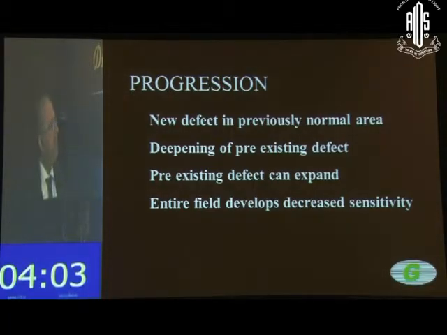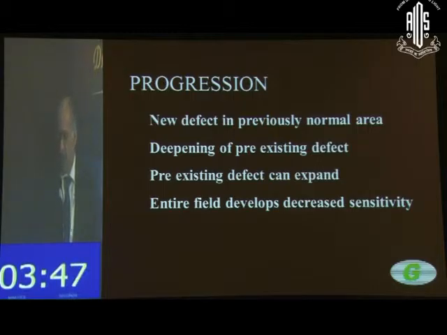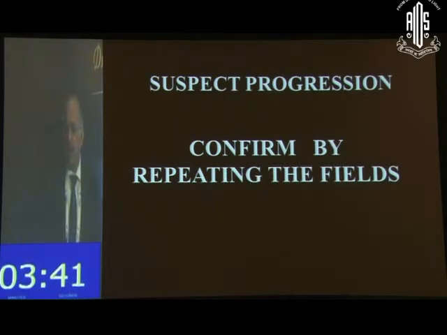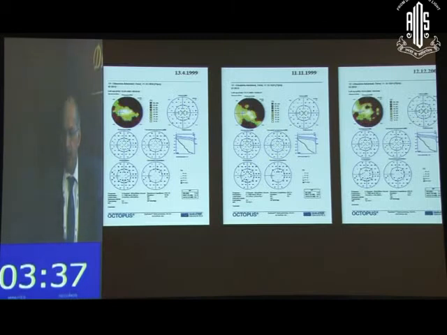Now, progression in glaucoma on perimetry would be a new defect in an area which was previously normal. There could be deepening of a pre-existing defect. A pre-existing defect could expand, and the entire field now gets a superadded reduction in sensitivity. There are several ways you can do this, and whenever you suspect progression, it's important to repeat the fields over a period of time.